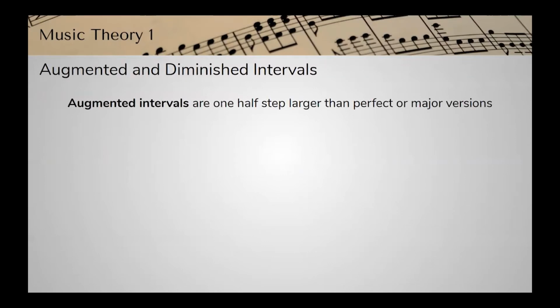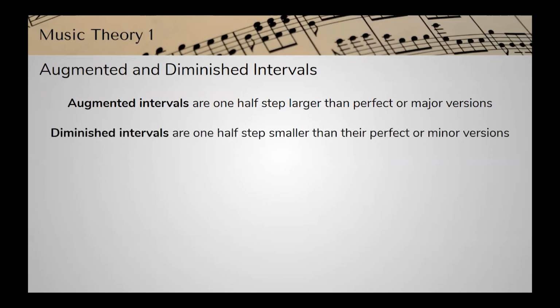An augmented interval is just one half step larger than perfect or major intervals. Okay? And then diminished intervals are the opposite of that. They're one half step smaller than their perfect or minor versions. And you'll see that I'm separating perfect from major and perfect from minor, and that's because these depend on the number of the interval, right? So you know that unisons, fourths, fifths, and octaves can be perfect, right? They can't be major, they can't be minor, they can only be perfect, okay?